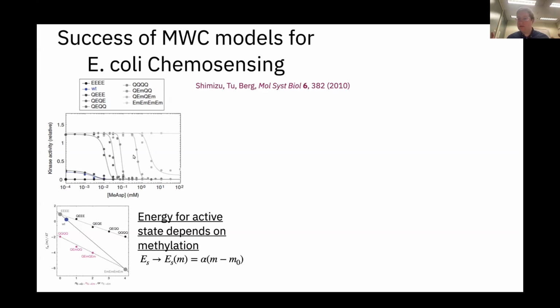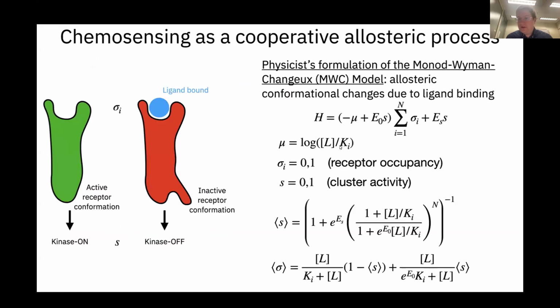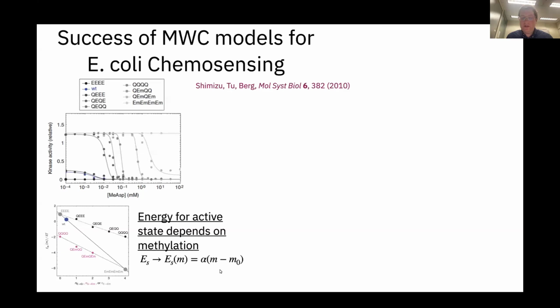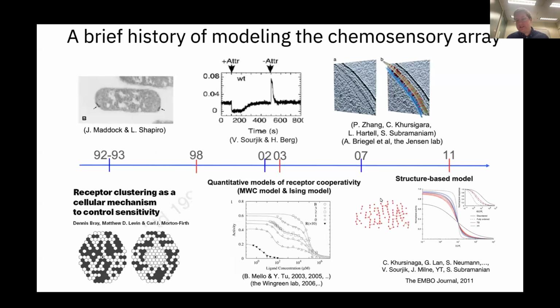So to capture this broad range of response data, all they had to do was make one additional assumption for how the energy scales in this MWC model depend on methylation, and they made just a linear scaling relation with methylation. And this gives you a model with, I think, 4 or 5 parameters that consistently fits this full range of response data. And you can extend this also to understand time-dependent responses and more complicated things as well. So this is just one example, but there's a broad history in the early 2000s of using the MWC model and Ising type models to qualitatively or quantitatively understand a wide range of response behaviors of the system.